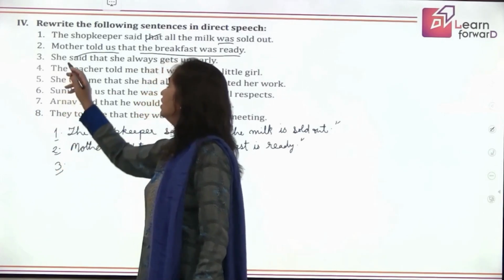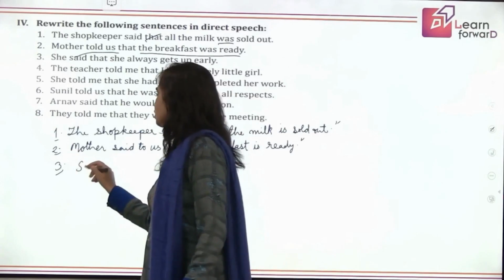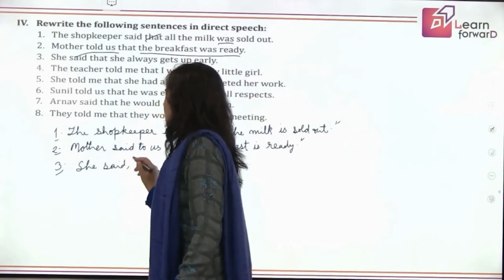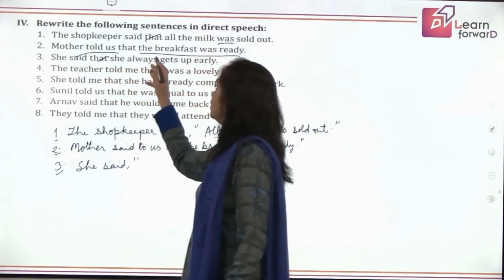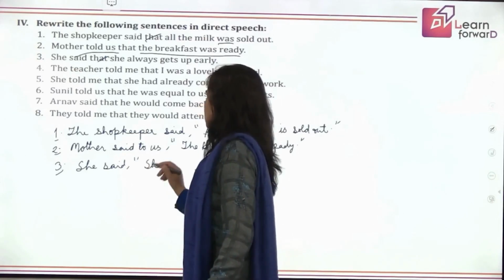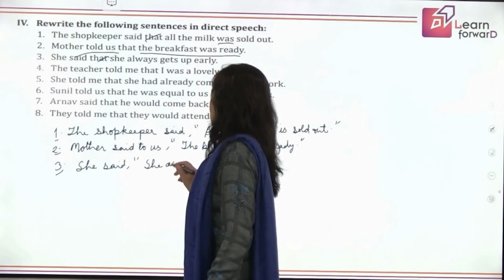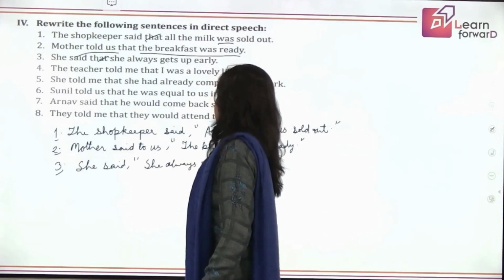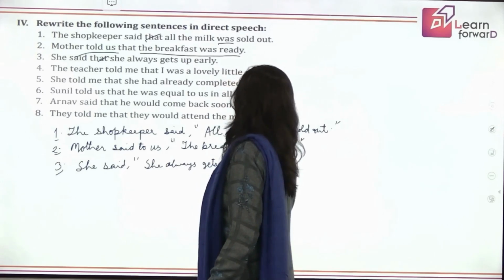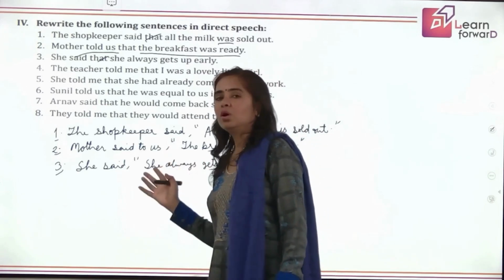Coming to the next. She said. Oh, no changes. There's no object. So, it will be she said, commas, inverted commas. She always gets up early. Okay, because this is a routine. She always gets up early. So we are not changing here. It's already in present tense because of the exception rule. We will not change it.